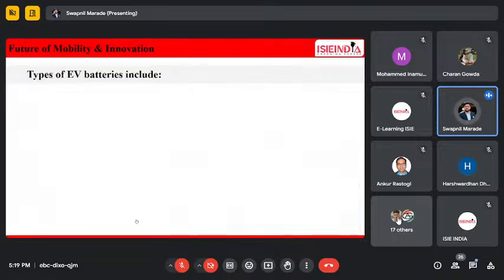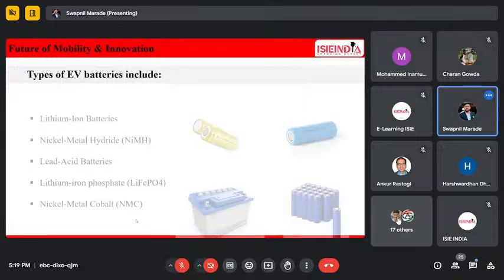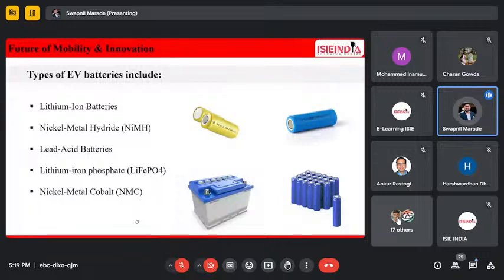Types of batteries used in an electric vehicle: first is the lithium-ion battery, nickel metal hydride NiMH battery, lead acid battery, lithium iron phosphate, which is LiFePO4, and the nickel manganese cobalt batteries, NMC chemistry, lead acid chemistry. Those are the electric vehicle batteries which are widely used in electric vehicles.